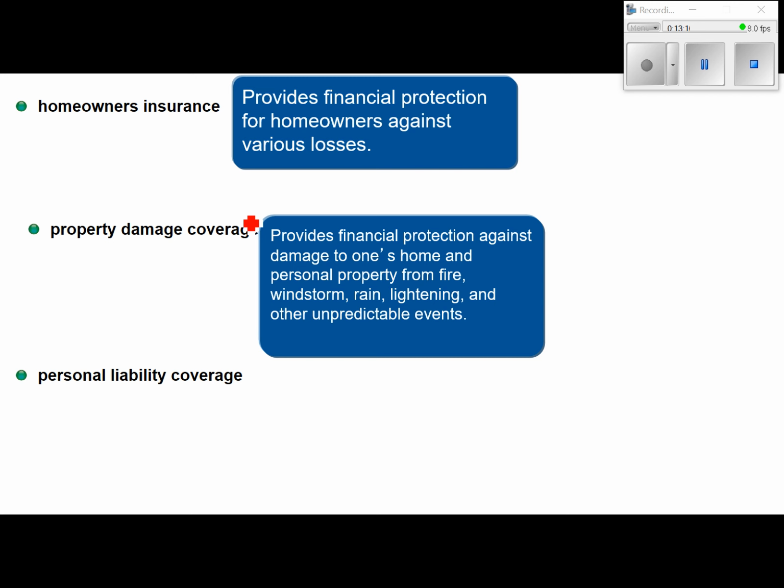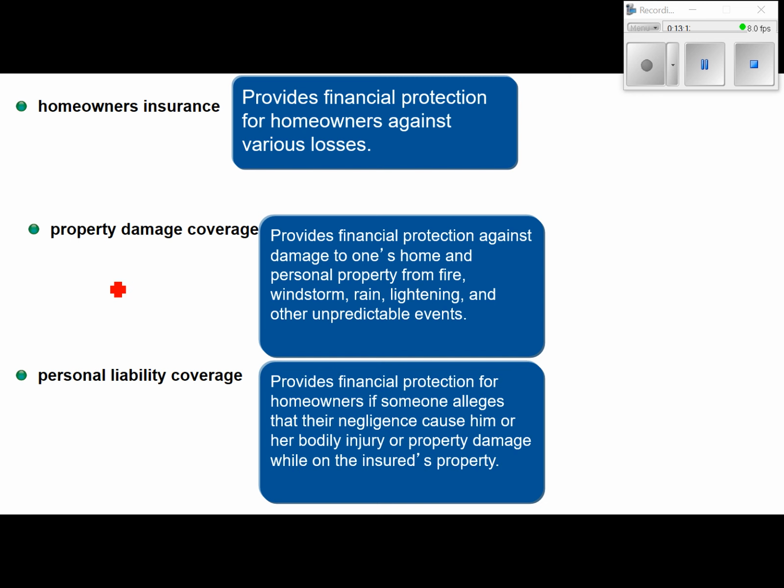Personal liability coverage provides financial protection for the homeowner if somebody gets hurt on your property for some reason. For whatever reason, they can make up just about anything. It doesn't have to be anything. If they get hurt on your property or somehow their property is damaged on your property, then this coverage will protect you so that they don't try to sue you and get the money to pay their doctor bills or to fix their property.